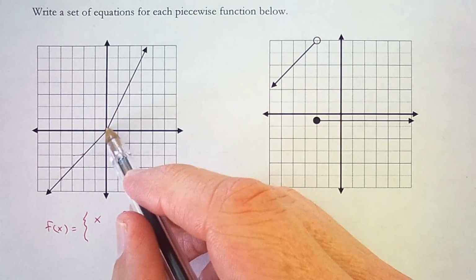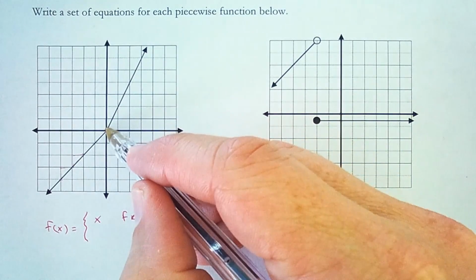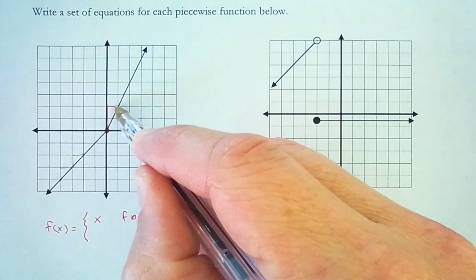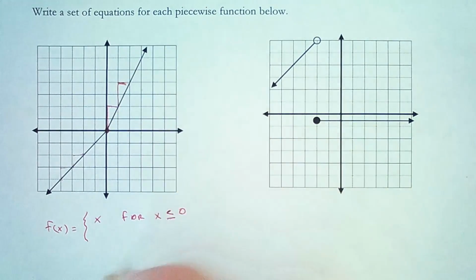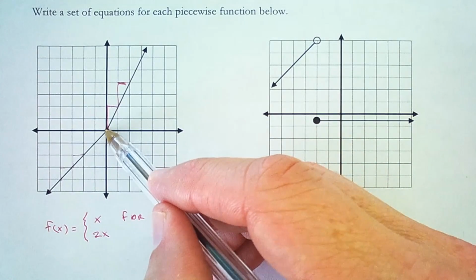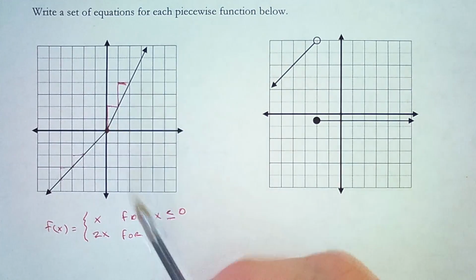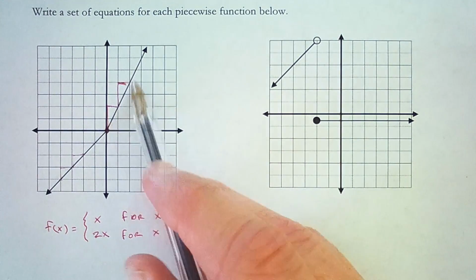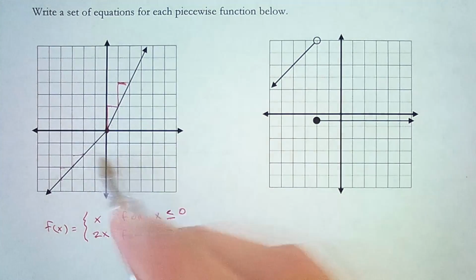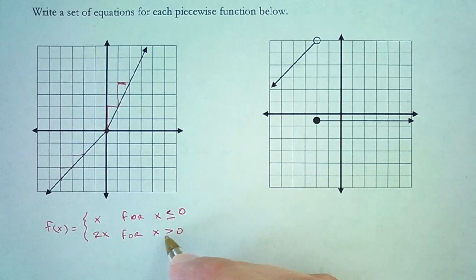Then on the right side, the slope is up 2, right 1, up 2, right 1. So the slope is 2, so 2x, and it crosses the y-axis also at 0, so 2x plus 0, or just 2x. For what domain? The domain is all x's to the right of 0, so greater than 0. And it looks like it's touching 0, so let's say greater than or equal to 0.